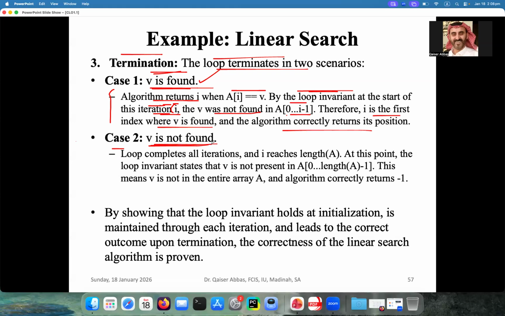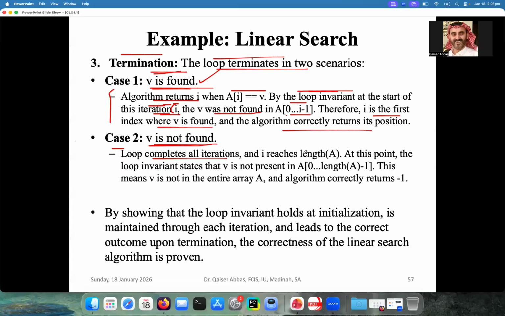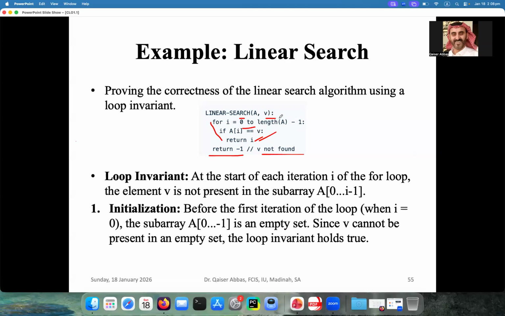Now, when not found. Not found means what? The loop will complete all its iterations, according to the algorithm. Only then it will come here, which means V not found. And this loop is going from 0 to length of A minus 1. And when this loop terminates, this i will go up to where? Up to length of A, not minus 1.